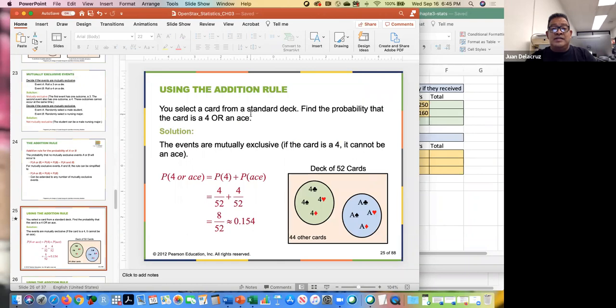Select a card from a standard deck, and find the probability that the card is a 4 or an ace. Of course, a 4 cannot be an ace. So we have 4 fours, 4 over 52, and we have 4 aces, 4 over 52. So in a deck, the probability of pulling an ace or a 4 is going to be almost 15%, right? So we have the probability of one or the other. That is the addition rule.